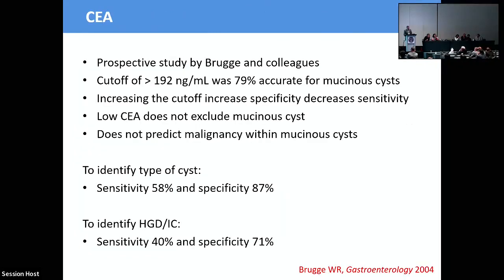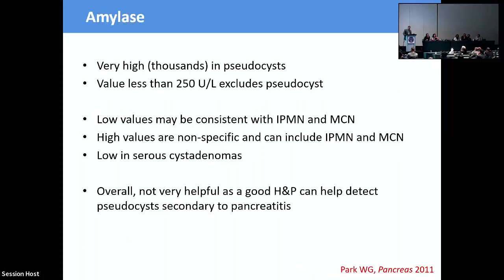Just delving into a couple of those in a bit more detail. So CEA, a prospective study originally by Bill Brady and colleagues, using a cutoff of 192, we were 80% accurate for mucinous cysts. And of course, with any of these biomarkers, increasing the cutoff increases the specificity, but decreases the sensitivity. And a low CEA, of course, therefore does not exclude mucinous cysts. Now, this may be up for some debate at this point, but typically CEA levels do not predict malignancy within mucinous cysts. So in terms of CEA, identifying the type of cyst, sensitivity and specificity, you can see listed here. And in terms of identifying high-grade dysplasia and invasive carcinoma, the numbers actually drop a little bit.